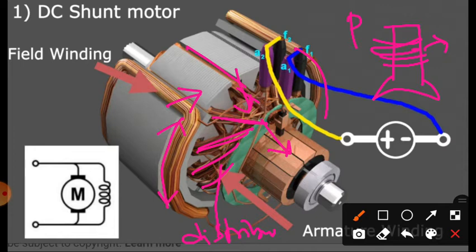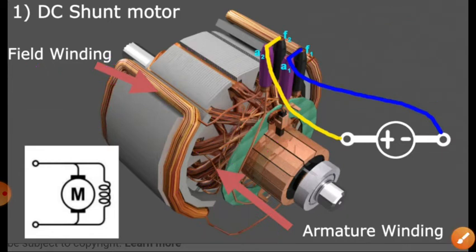As you know, the speed N is equal to 120 f by P. If the number of poles increases, then the speed of the machine decreases. Okay, a two pole machine runs at nearly 3000 rpm, whereas a four pole machine runs at about 1500 rpm. A six pole machine decreases further.